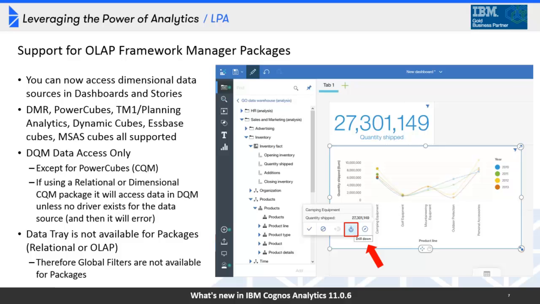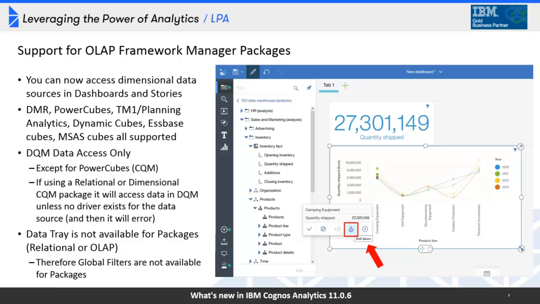Release 5 gave me the ability to use relational packages to source a dashboard. Release 6 moves me forward yet again and gives me the ability to use OLAP packages to source a dashboard. Now, in order to use a package in a dashboard, relational or OLAP, it has to leverage a dynamic query mode data source. So the data source has to be set up with dynamic query mode. So if you're using, let's say, a SQL Server data source, you need to set up the JDBC portion of the data source definition in order to leverage that package in a dashboard.